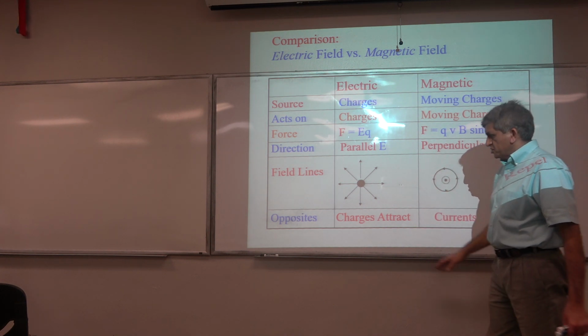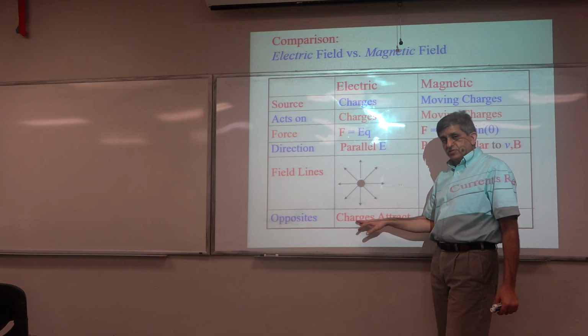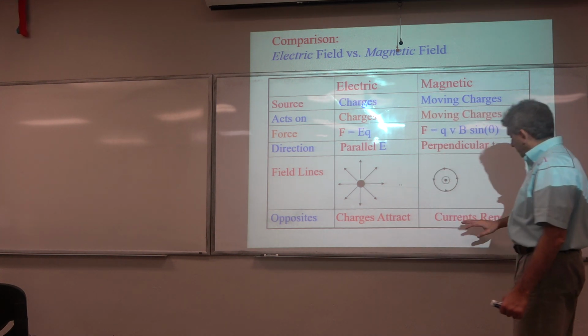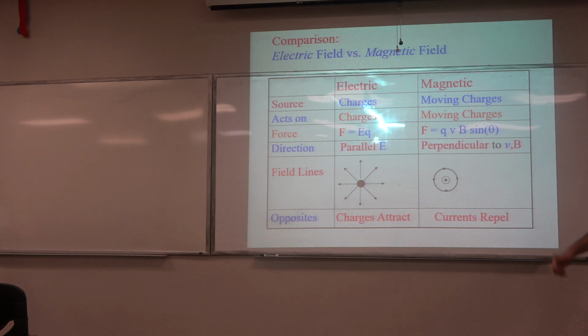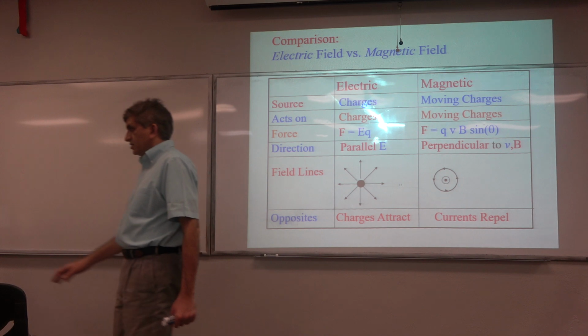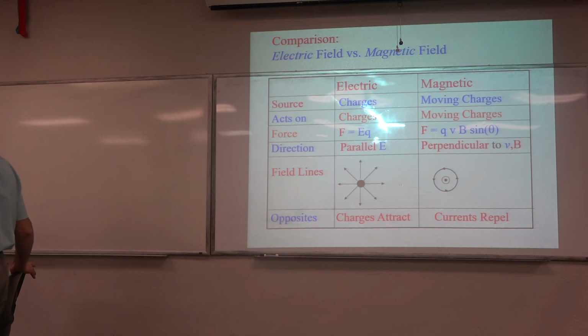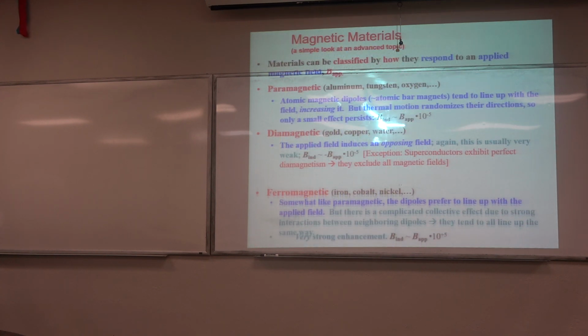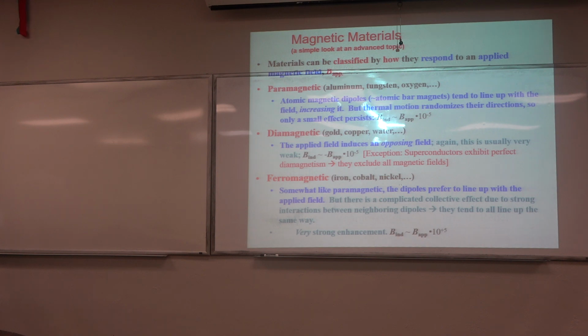The same charges repel and opposite charges attract. Over here, currents in the same direction in two parallel wires will attract, and currents in the opposite direction will repel each other. Alright, so the next part is the magnetic materials.